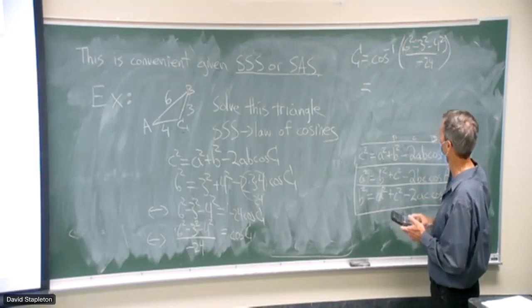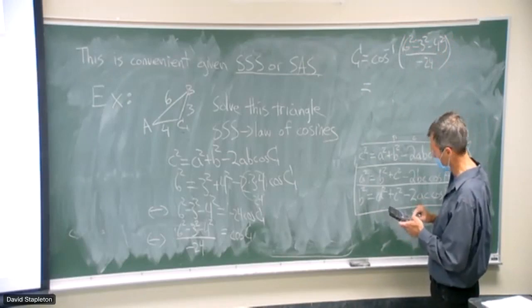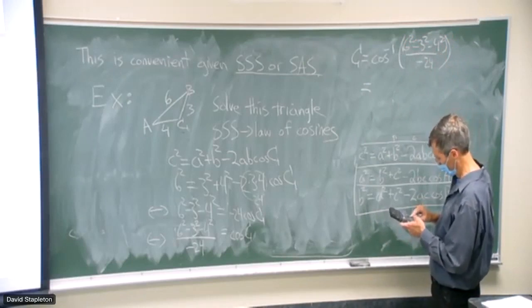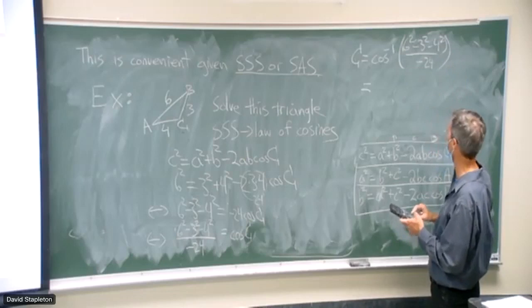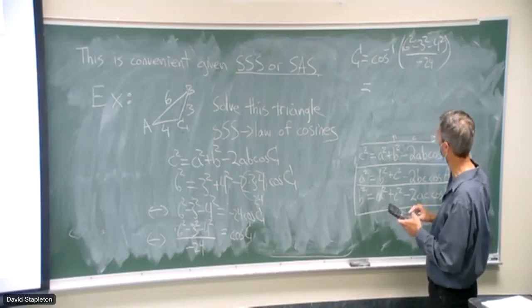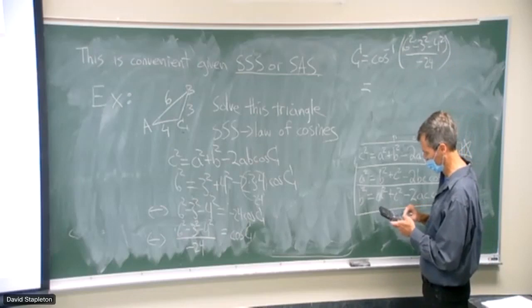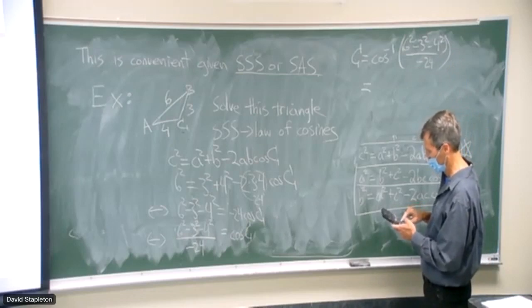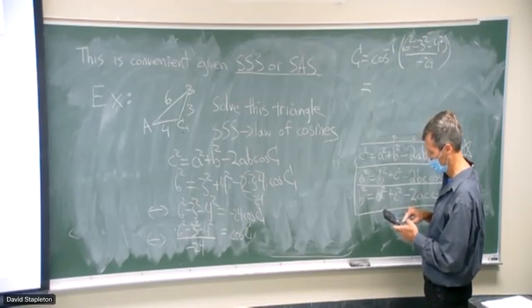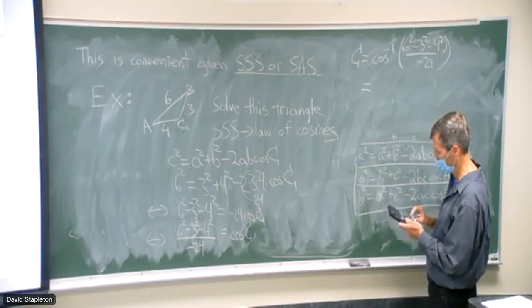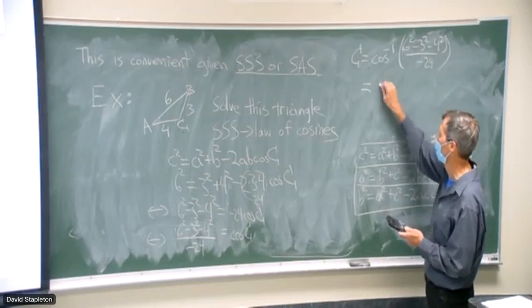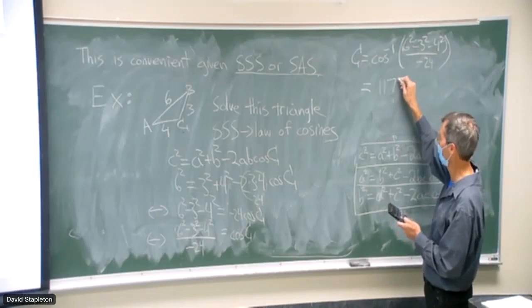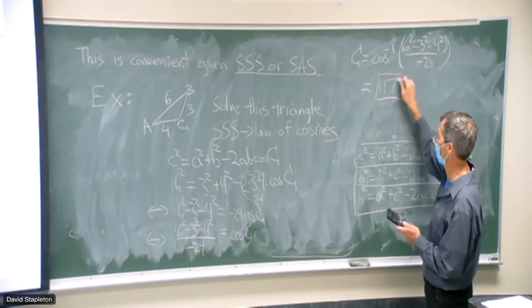Okay, arc cosine, I put my parentheses in. 36 minus 9 minus 16, doing the squares in my head. Close the parentheses, divided by negative 24. Let's see what I got. I got 117 degrees to the nearest degree. So there's one of the 3 angles, right?